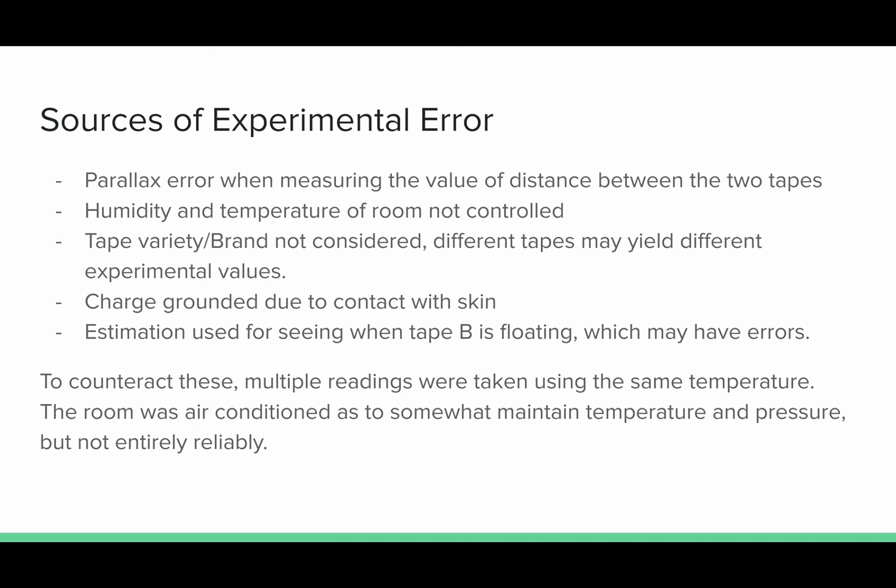In such a complicated experiment, there can be multiple sources of experimental error, namely parallax error and the fact that the humidity and temperature of the room weren't controlled, the tape variety and brand wasn't considered, and the charge might have been grounded at several occasions due to contact with the skin. And also the fact that estimation was used to see when tape B was floating. To counteract this, multiple readings were taken and the room was kept under air conditioning.